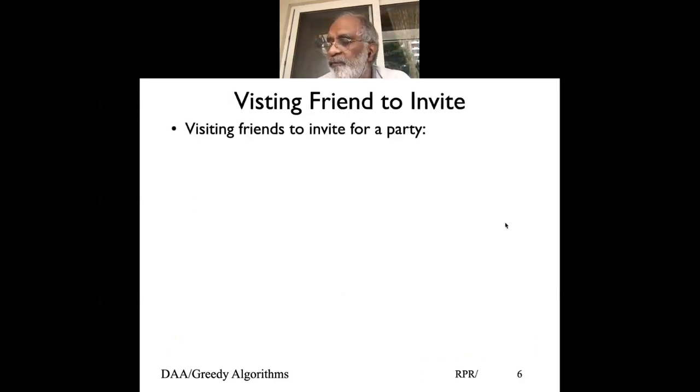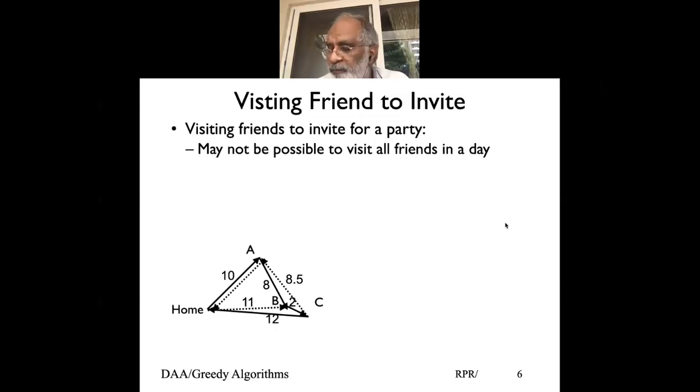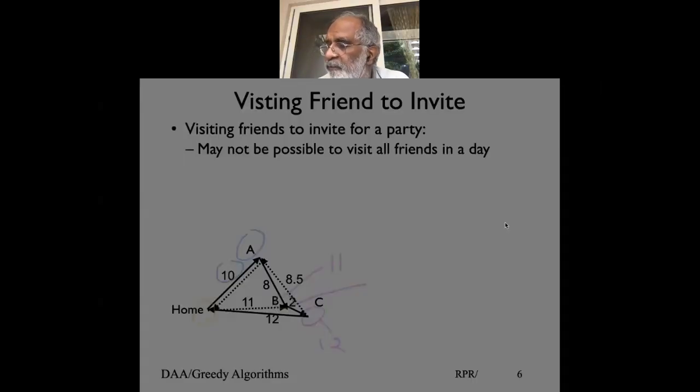That's the way we look at it. Let's look at another problem using the greedy approach. Let's say you want to have a party at home and you want to invite three friends. So you are at your home and there are three people to invite. Person A is 10 kilometers away from your home, person B is 11 kilometers away, and person C is 12 kilometers away. So A is 10 kilometers, B is 11 kilometers, and C is 12 kilometers. And further, B to C is 2 kilometers.